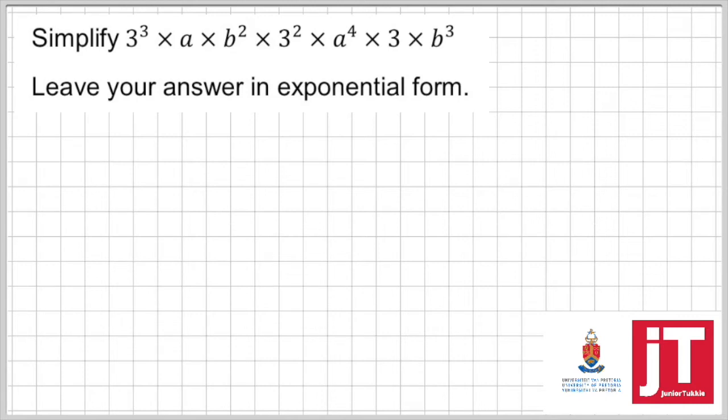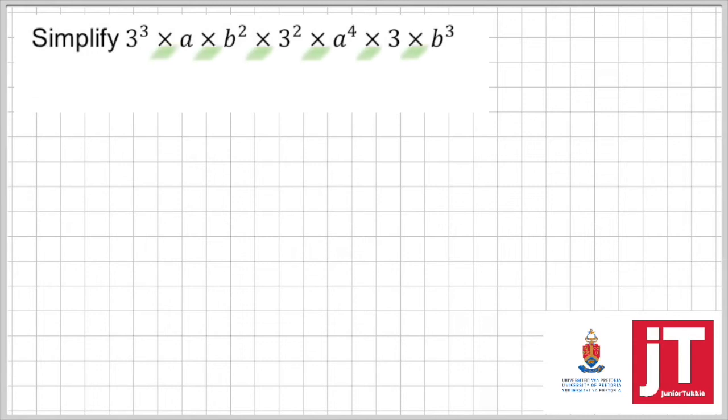Grade 9s, this means that you do not need to use your calculator at all. You simply need to use your exponential or exponent rules to simplify this expression as far as possible. So we start off by realizing that we are multiplying, and of course, when we multiply, we use law number 1. We start off by looking for terms that have the same base. Here we have some of the terms with a base of 3. There are those with a base of a and those with a base of b.